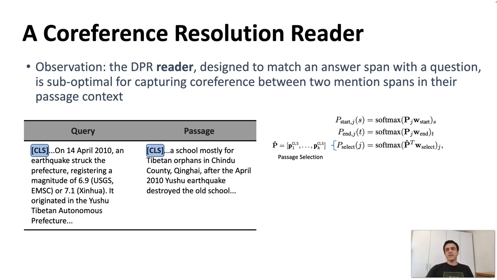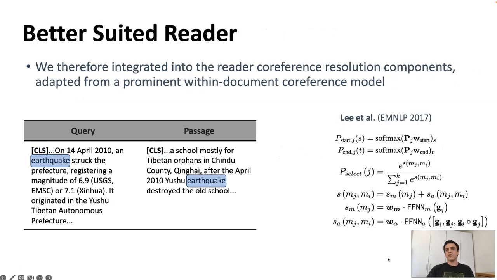We further observe that the DPR reader component, which is designed to match an answer span with a question, is suboptimal for capturing coreference relation between two mention spans within their passage contexts. This is because the re-ranking method, indicated here as the last method, only considers the CLS token as the representation when it re-ranks. However, we would like the coreference search reader to pay attention to the query and passage mentions and determine the likelihood of them coreferring.